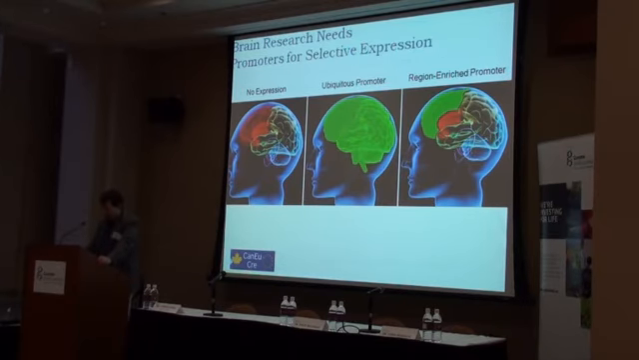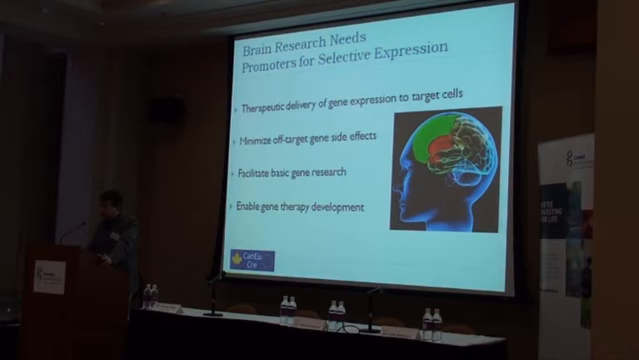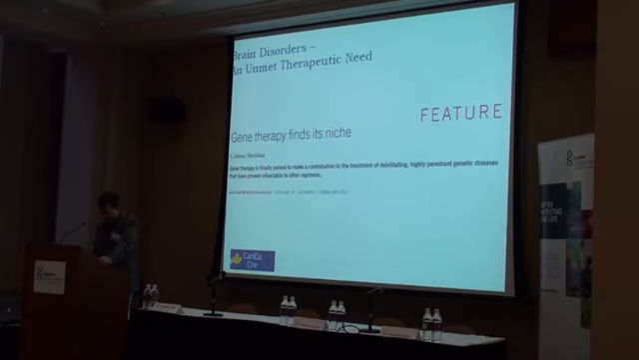So, in order to do that, we would like to come to the time that we can direct that expression in the brain to the right types of cells, so that we're not turning on these therapeutic genes everywhere in the brain, but that we have sort of regional enrichment to the right locations. So if we're successful with this, we hope that we can therapeutically deliver gene expression to the target cells of interest, that we can minimize the off-target gene activity, that these tools should facilitate basic research in a fundamental way, and that we could enable long-term the development of genetic therapies for brain disorders.